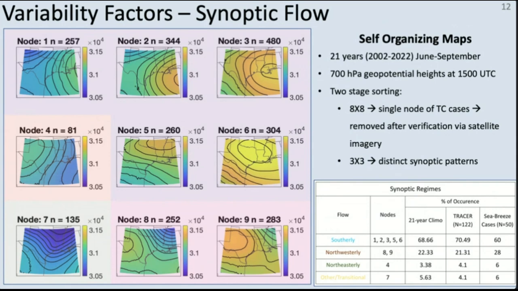The table here on the bottom right is just some quick statistics regarding these synoptic flow regimes. Over the full 21-year period, Houston experienced southerly winds about 69% of the time. And this is really similar to what we saw for the CUBIC specific dates, in which we had southerly winds 70% of the time. The second most common regime that Houston experiences is a northwesterly wind flow over the city, which occurred on 21% of the days throughout CUBIC.